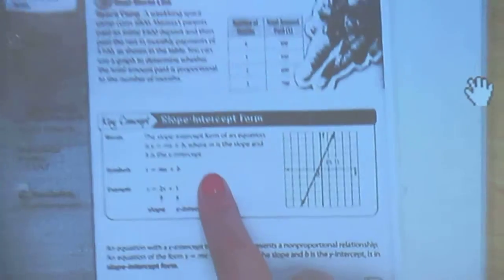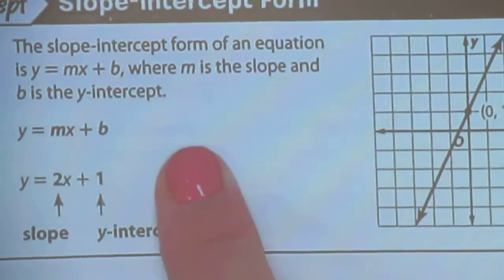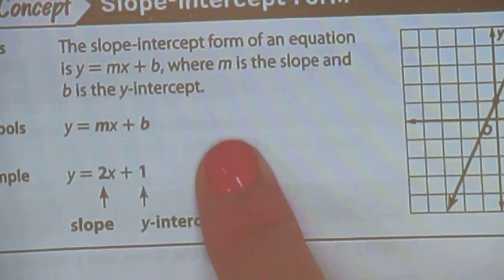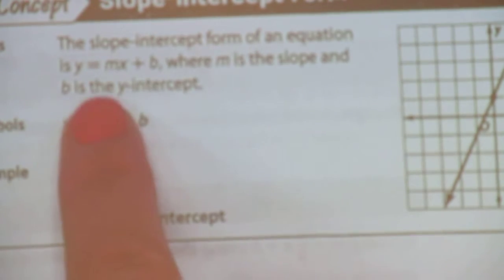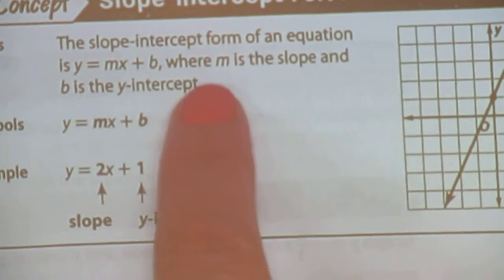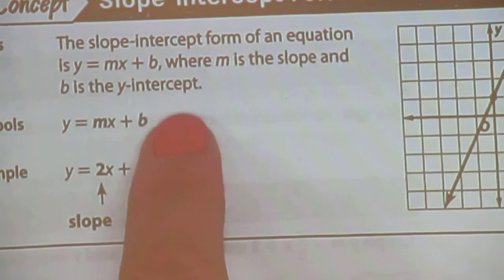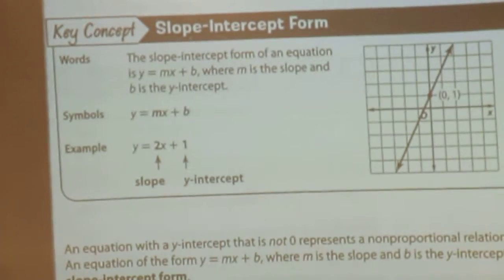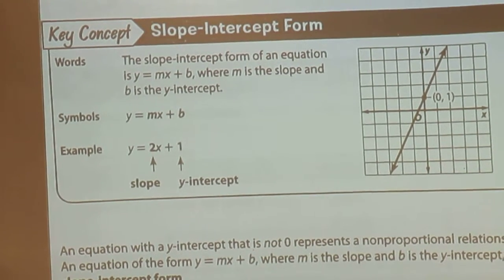And we'll read the key concept in the center of the page here. Go ahead and read with me. The slope-intercept form of an equation is y equals mx plus b, where m is the slope and b is the y-intercept. So the symbols are y equals mx plus b. And then they're going to give us an example. If y equals 2x plus 1, we know the slope is 2 and the intercept is 1. So let's look at the screen and see what that did for us.